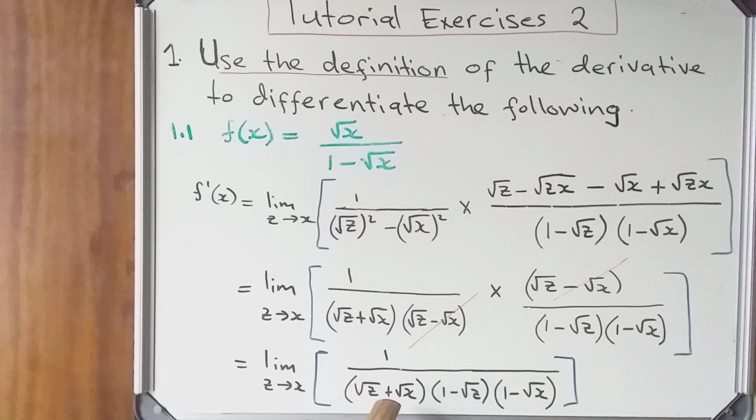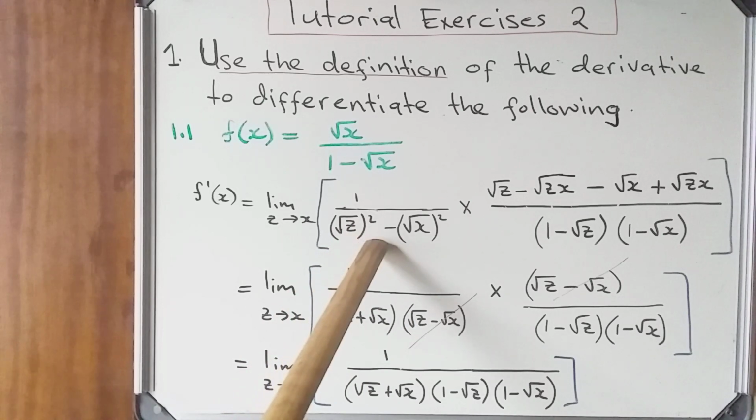Alright, so we are trying to avoid dividing by 0. If we can reach a point whereby we can't divide by 0, we substitute x where there is z. For example, where there is z, you put an x. Can you see? Root of x plus root of x, and 1 minus root of x multiplied by 1 minus root of x. So you find out that in this case, you are not going to divide by 0.